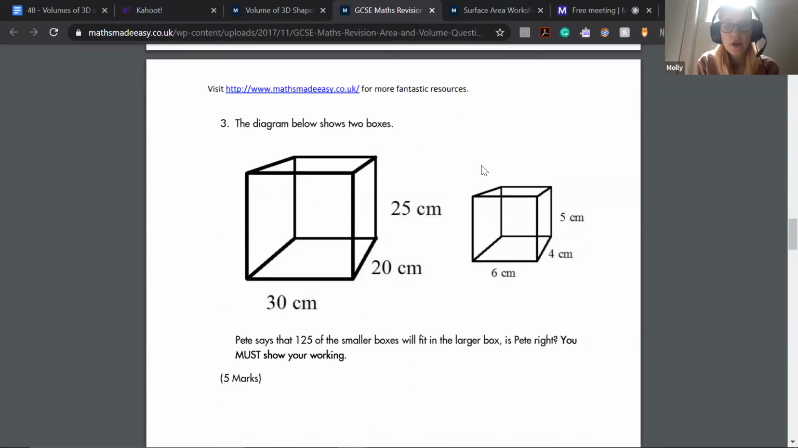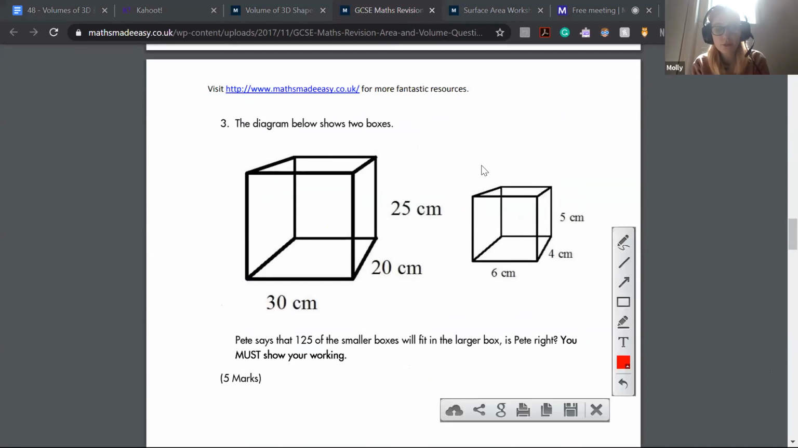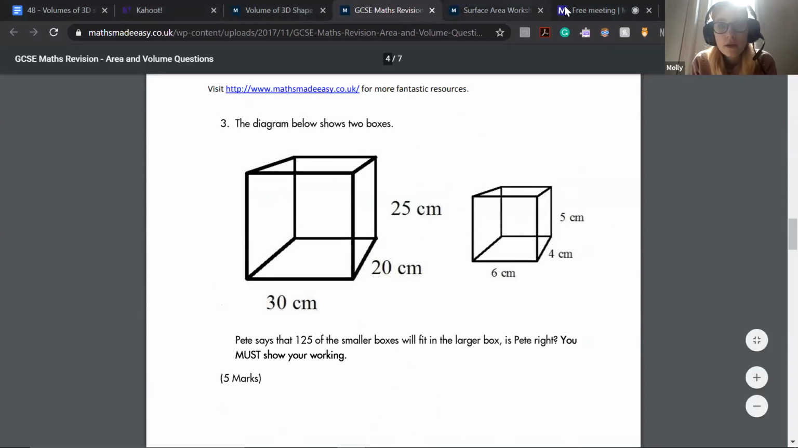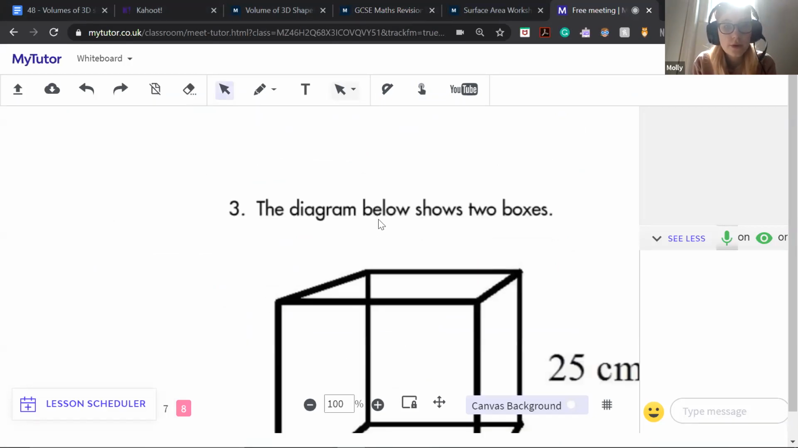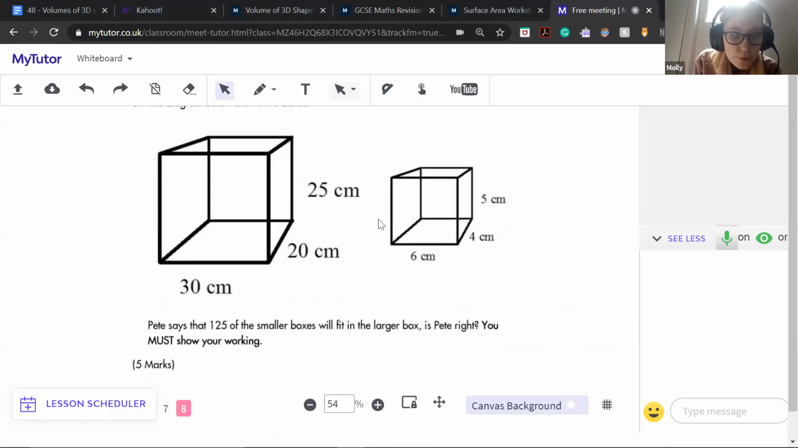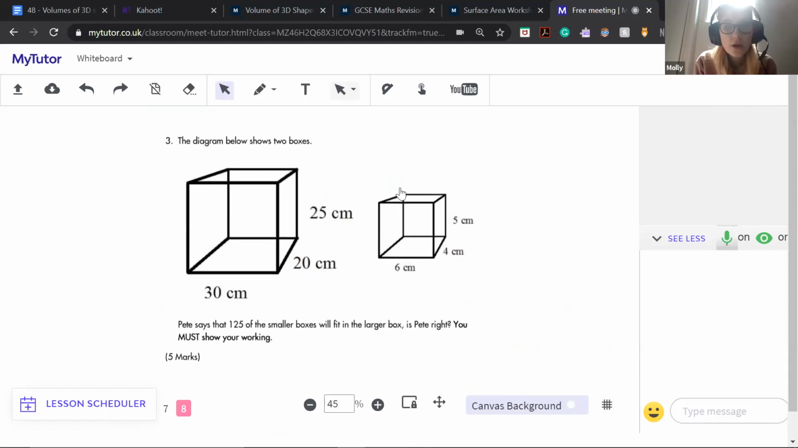So let's have a go at this one because it's a bit of a word question as well. In this question, the diagram shows two boxes. Pete says that 125 of the smaller boxes will fit inside the larger box. Is Pete right? You must show your working. So does anybody have any ideas on how to do this? Just let me know in the chat if you do.